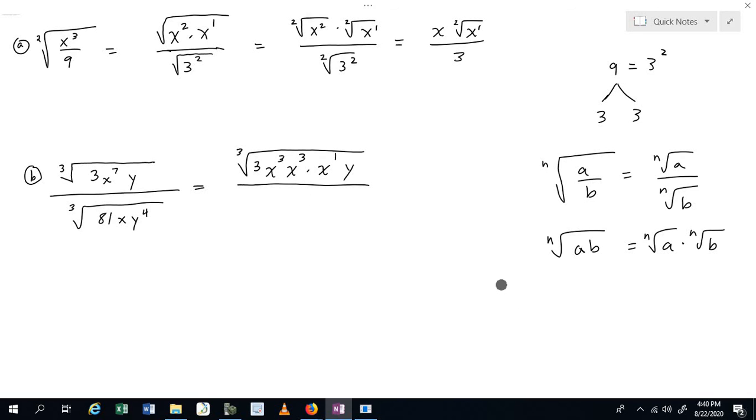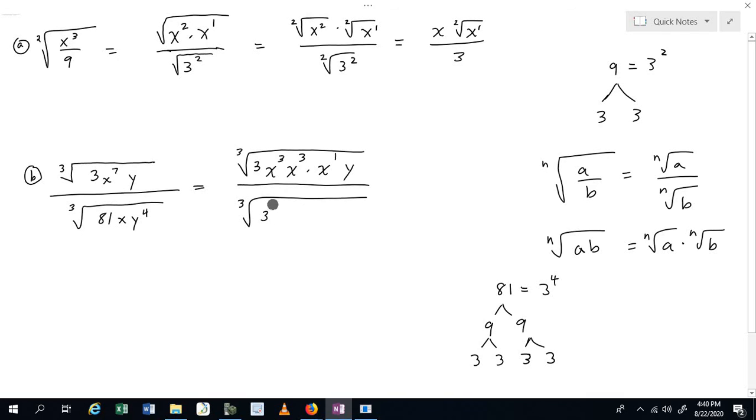Okay, and then on the bottom, I'm going to factor 81 into its prime factorization. 81 is 9 times 9, and then each of these are 3 times 3. And so you can write 81 as 3 to the 4th power. You can't do anything with that x, but you can write the y to the 4th as y cubed times y. And then now we're going to go through and just break this up into a bunch of cube roots. The cube root of 3, the cube root of x cubed, the cube root of x cubed again, the cube root of x, and then the cube root of y.